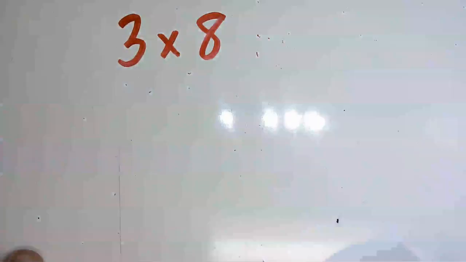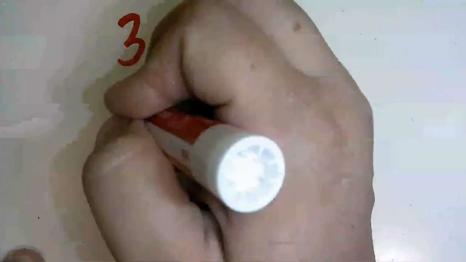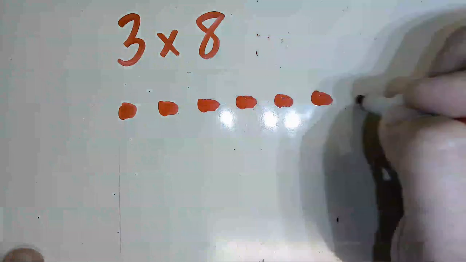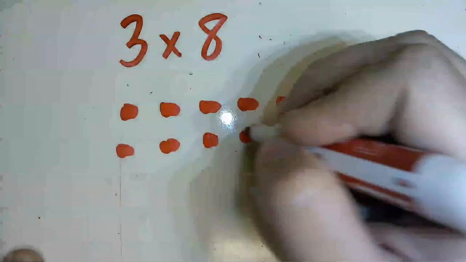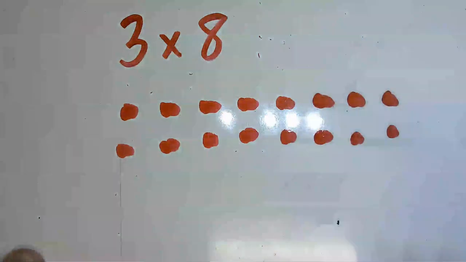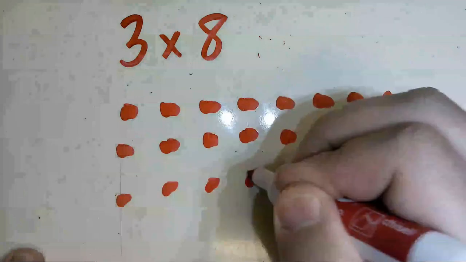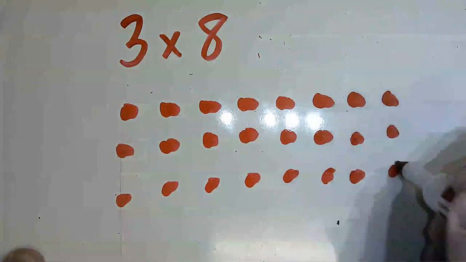All right, I hope you were able to pause for number 5. We've got 3 times 8. All right, 3 times 8. So 3 tells me I need 3 rows, and there's going to be 8 in each row. 1, 2, 3, 4, 5, 6, 7, 8. Next row, 1, 2, 3, 4, 5, 6, 7, 8. And you see how quick I'm doing this. One more row, 1, 2, 3, 4, 5, 6, 7, 8.